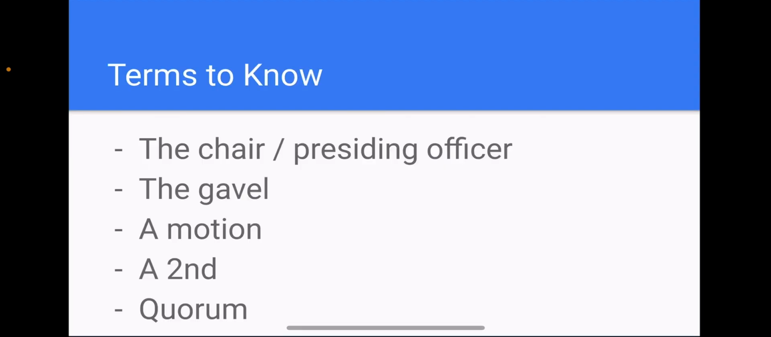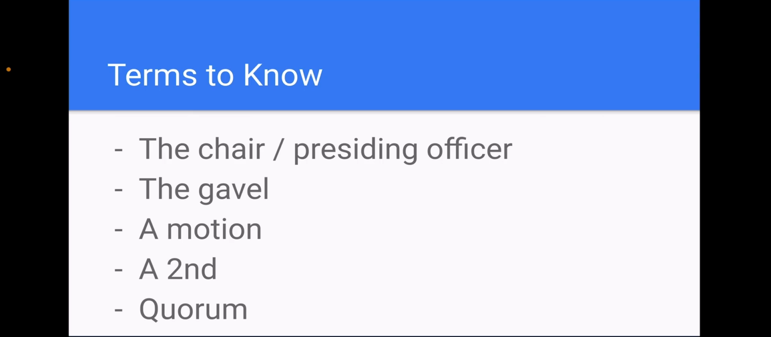Terms to know. The chair or the presiding officer is the president in an FFA meeting. They just stand up and they run the meeting. They don't discuss. The gavel, I'd hope you know what that is. It's the wooden hammer that they hit on the block to run the meeting.